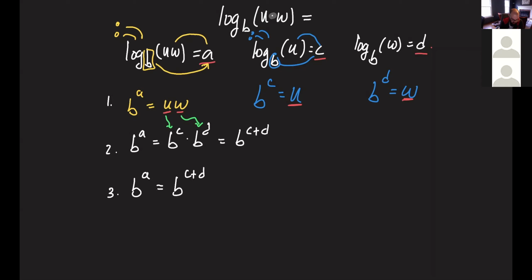One of the nice things here is that I have the same base, B. I'm raising B to two different exponents and getting the same thing. So I have B to the A and I have B to the C plus D. Those are the same, so my exponents really have to be the same. So A has to be equal to C plus D.